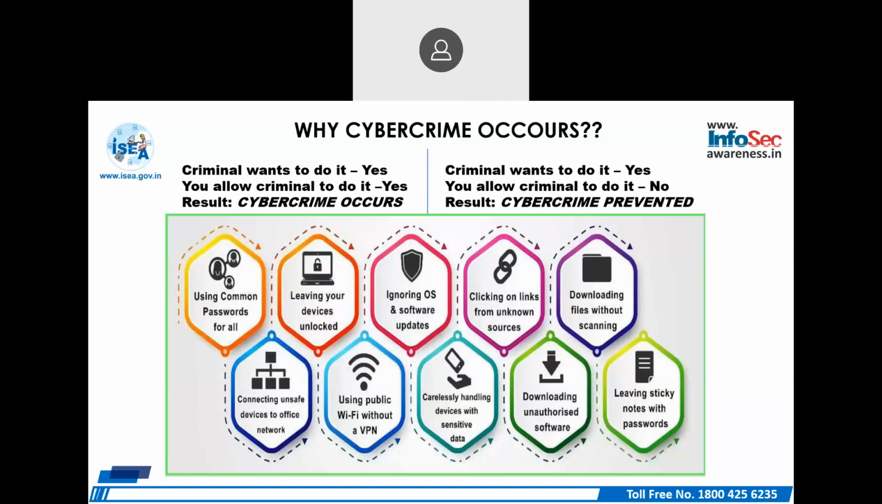So the best option is, whenever you leave your seat or whenever you leave your place, just lock your device. Even if you go to the washroom, lock your phone. Even if you go out, lock your laptop, because it will just take you 30 seconds to put in your password and unlock your device. But if the information is leaked, it can cost you a lot.